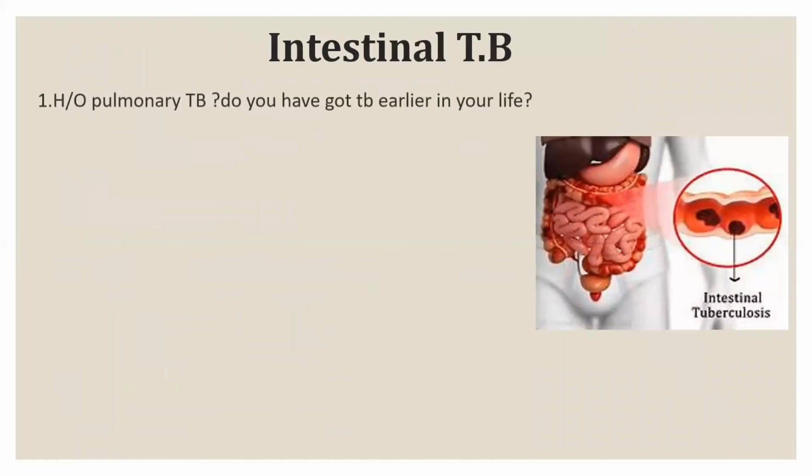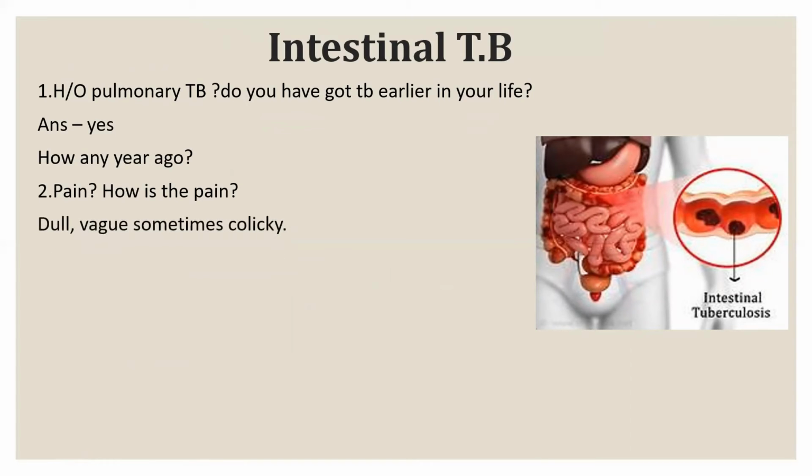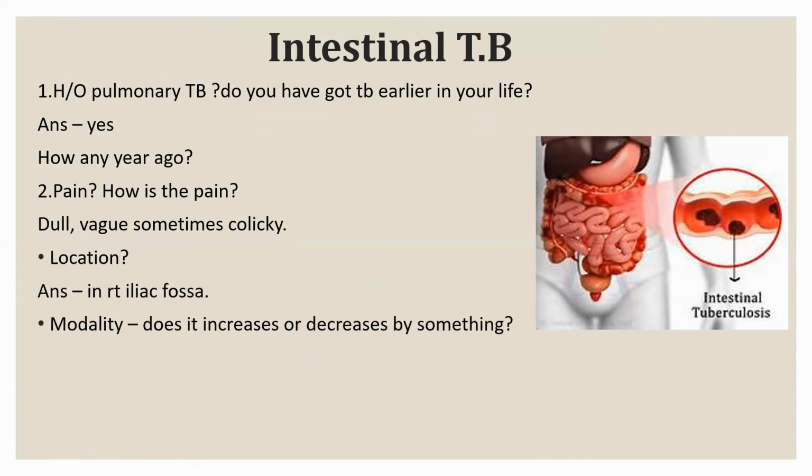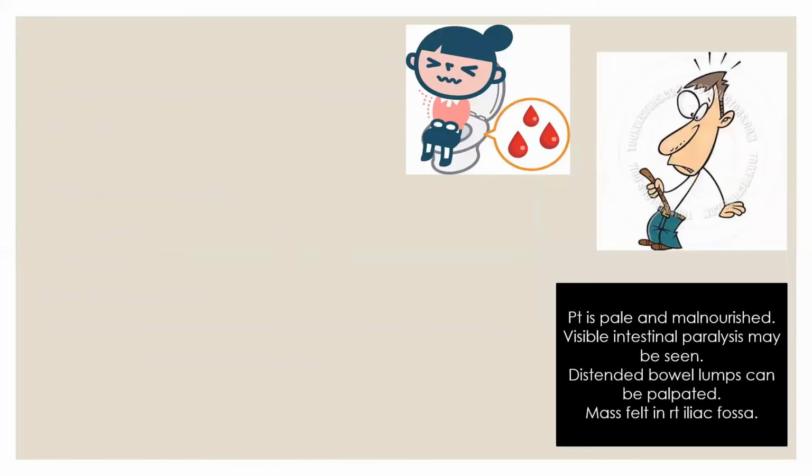Now we'll see intestinal TB. History of pulmonary TB. Did you have TB earlier in your life? Answer will be yes. How many years ago? Pain, how is the pain? Dull, vague, and sometimes colicky pain will be felt in the abdomen. Location of the pain in right iliac fossa. Modality, does it increase or decrease by something? Yes, it increases after taking food. Is it relieved by something? Patient will say yes, it is relieved by vomiting.